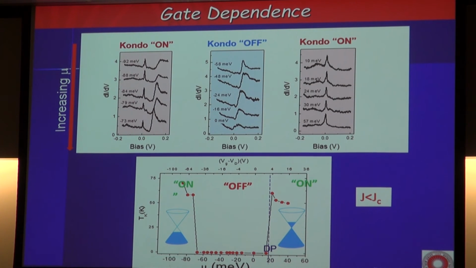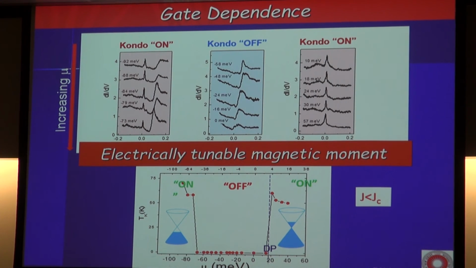So we have a reentrance behavior. Now, how to interpret this? So this behaves as if the coupling constant is less than the critical coupling. So that's why we have a reentrance. At the Dirac point, there is no Kondo screening, but when we move out in chemical potential, we do have Kondo screening.